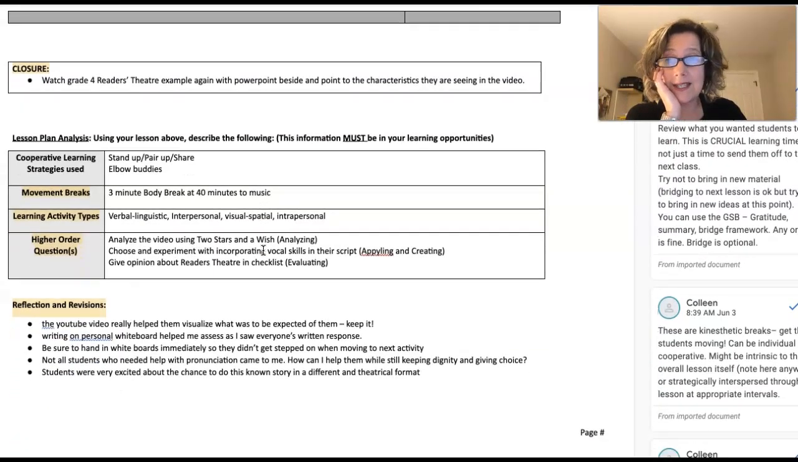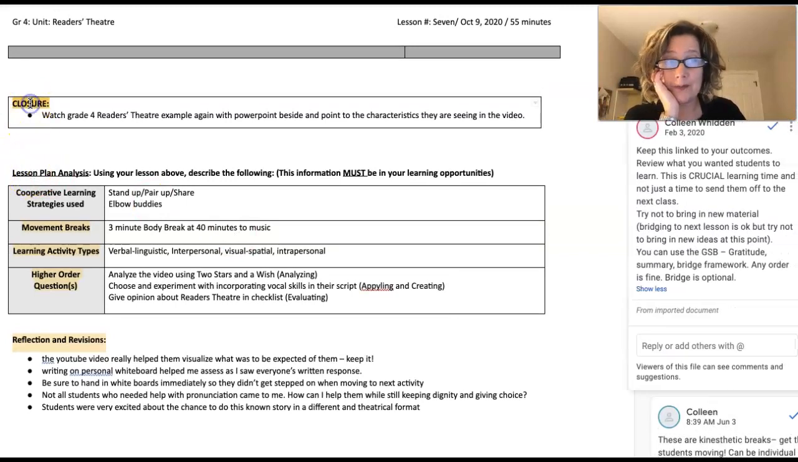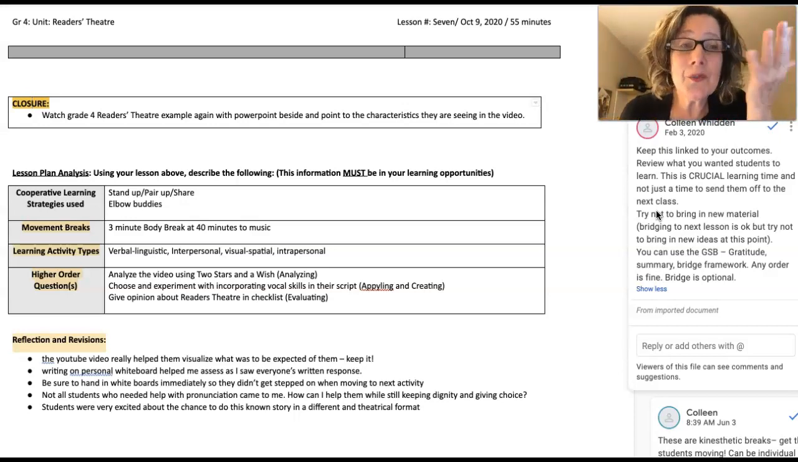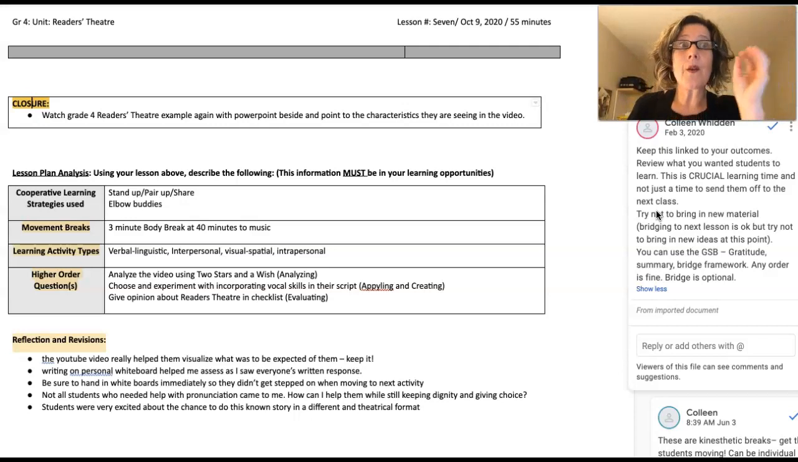Okay, I want to highlight this. Closure. This is another one that is important that you understand is linked to your objectives. It's not just, oh yeah, okay, see you later, kids, or thanks for a nice class. This is when you review what you wanted students to learn. This is crucial learning time, and not just a time to send them off to the next class. So this is when you are wrapping it up, and you are actually seeing, did the kids actually learn what I wanted them to learn, right?